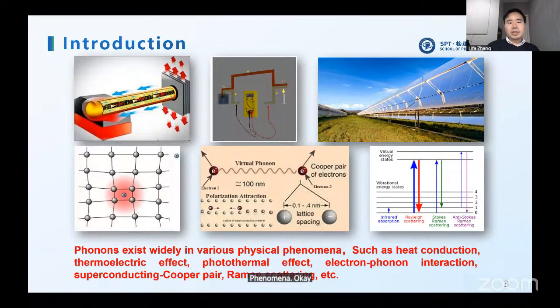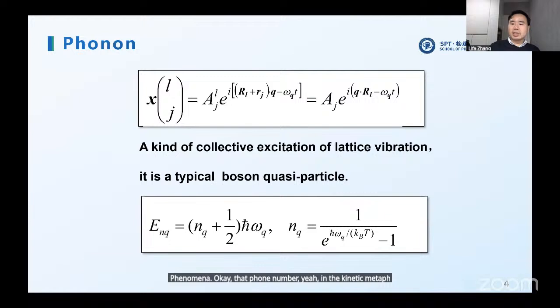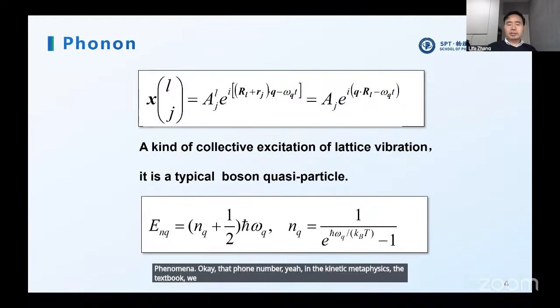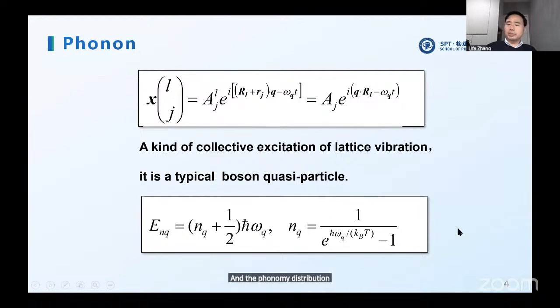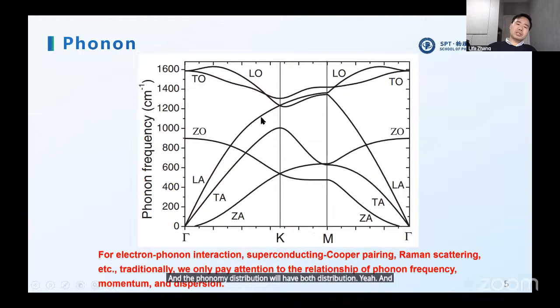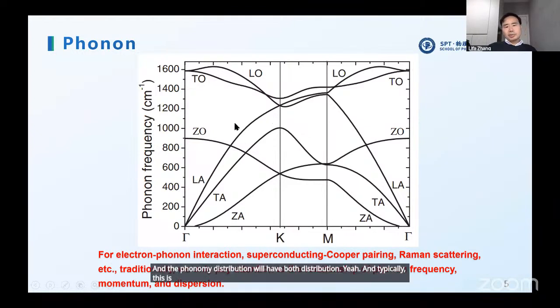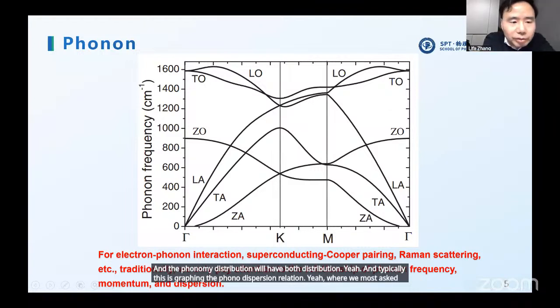In condensed matter physics textbooks, we know that the phonon is a quantum collective excitation of lattice vibrations, a typical boson quasi-particle with a quantum number, and the phonon distribution follows the Bose distribution. Typically we graph the phonon dispersion relation. Most of us know that.